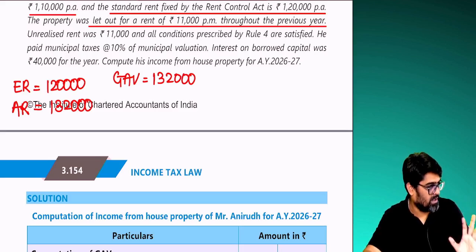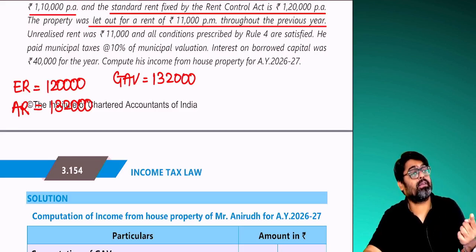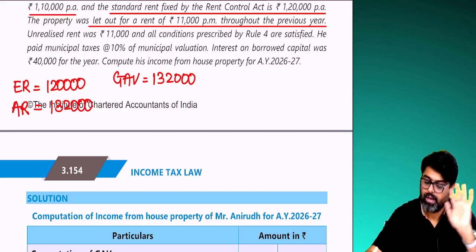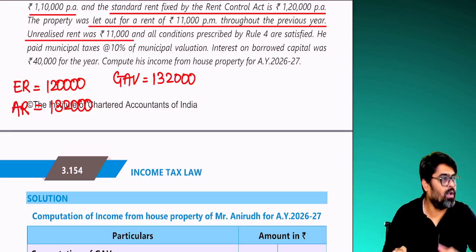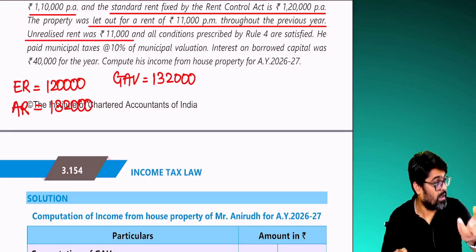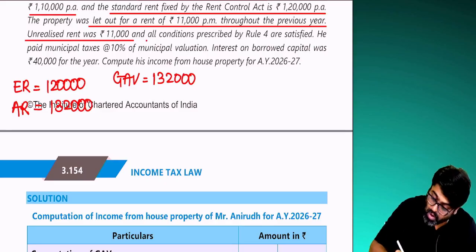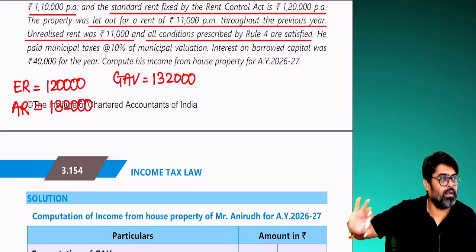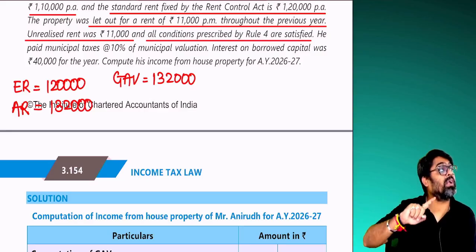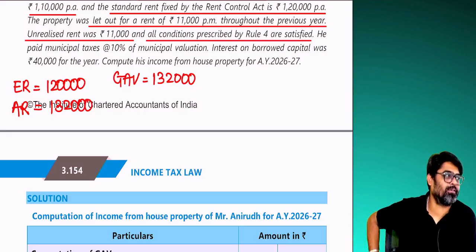Deliberately, I don't touch the unrealized rent while calculating actual rent, and I told you why we do that. Okay. Now pay attention. Unrealized rent was 11,000. Unrealized rent is also there. All conditions prescribed by rule 4 are satisfied. Can you reduce 11,000? Because you have satisfied all the conditions.